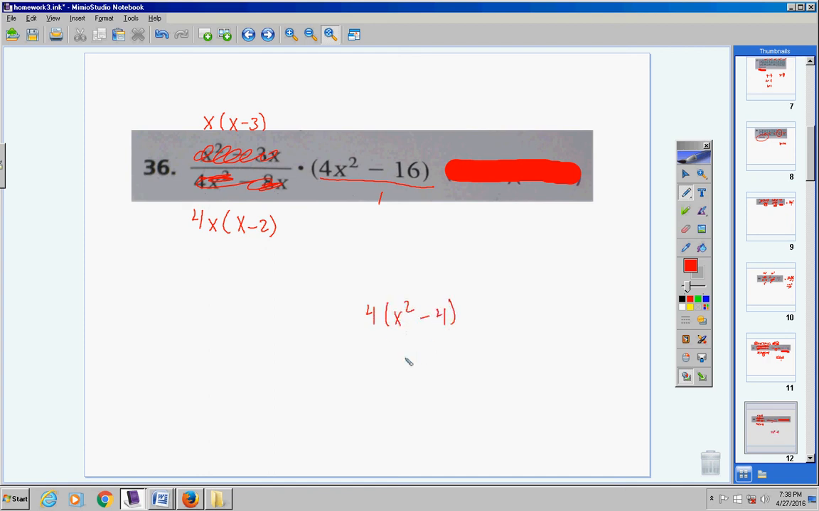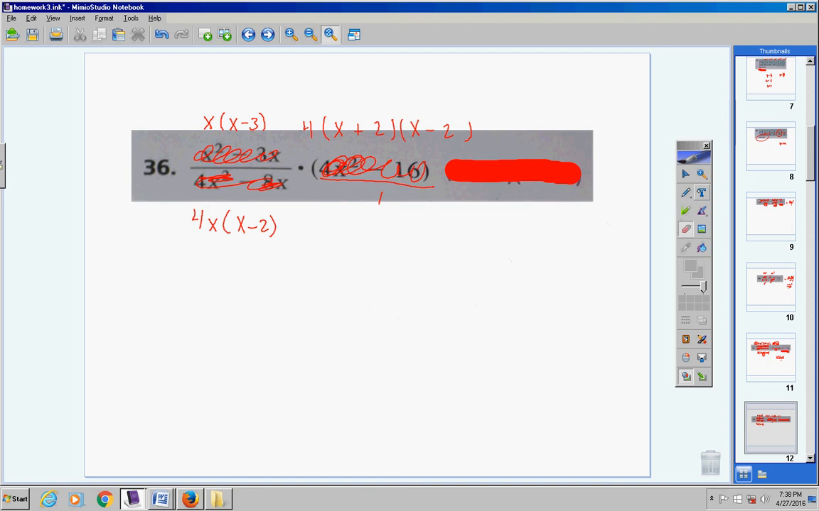Then you can factor this because we have perfect squares. The square root of x squared is x, an x and an x. The square root of 4 is 2. Put a 2 and a 2, make one positive, make one negative. So all of this will go up top, up here. And this is now gone. And we'll get rid of this.